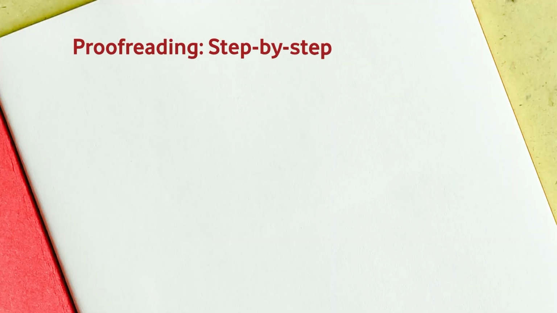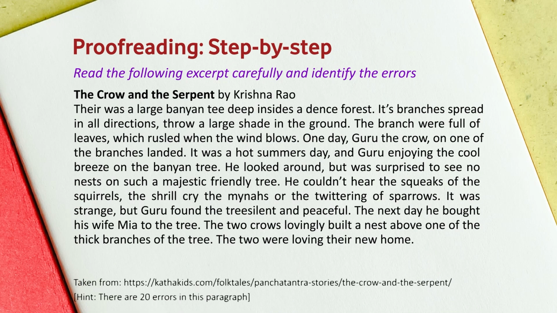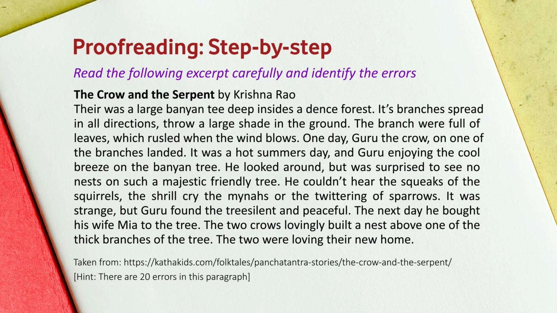Okay. Now, to conclude this little workshop, I have taken the opening paragraph of a very popular story from the Panchatantra. It's called The Crow and the Serpent, and this version of the story is written by Krishna Rao, right? So the first thing that we do when we get a text for proofreading is we simply skim read it. Okay, so you and I are both going to take a second and we're just going to skim over the paragraph.